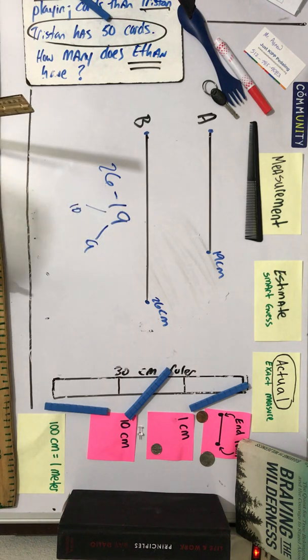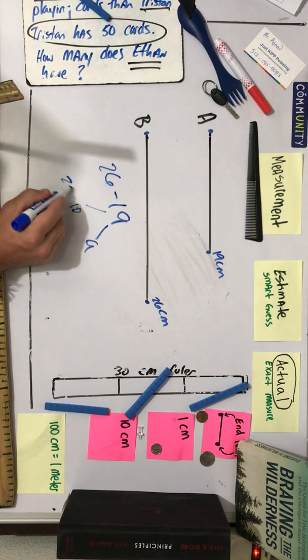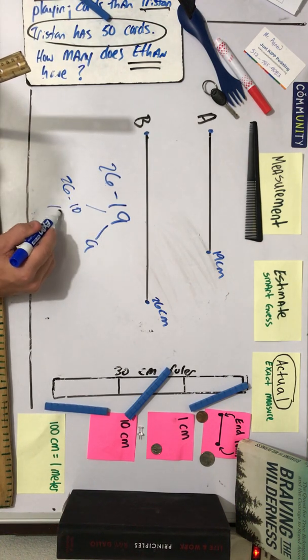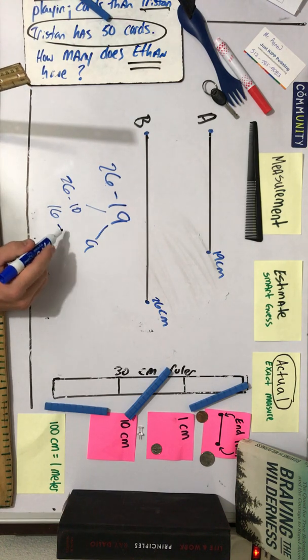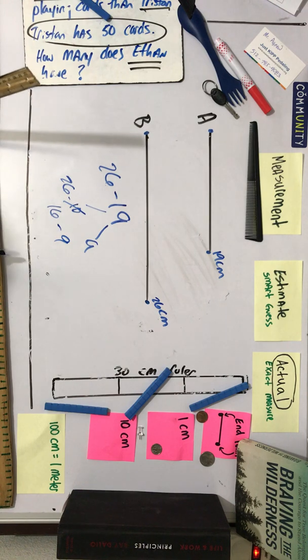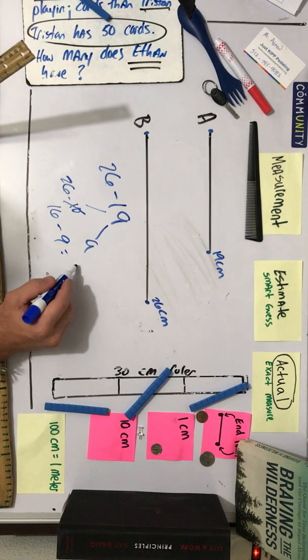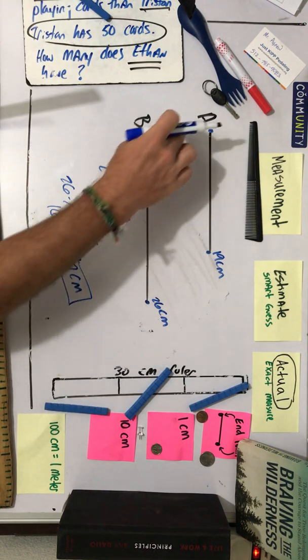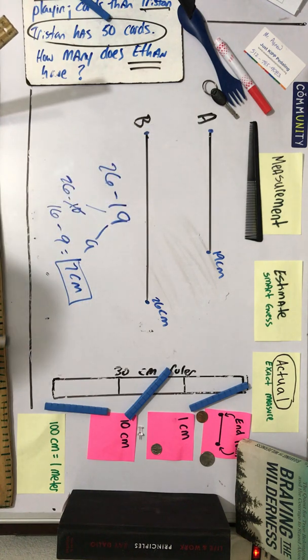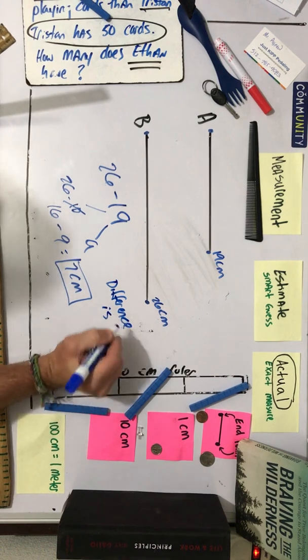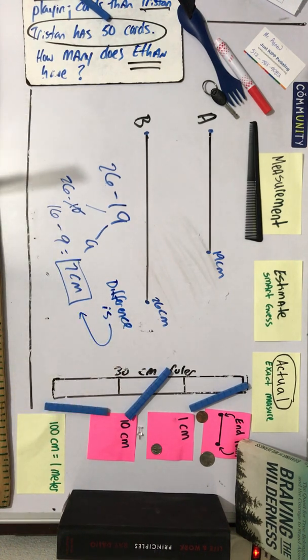26 minus 10. If I take one of these 10s away, now I have 16. Now I only have to take away the 9 left because I already took away the 10. 16 take away 9, 7 centimeters. Box your answer. The difference between line A and line B is 7 centimeters. Let's do another one.